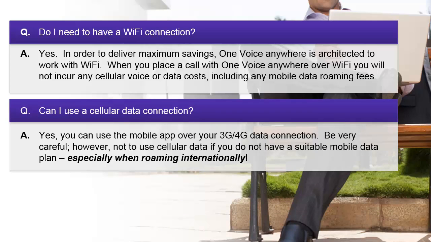Can I use a cellular data connection? Yes, you can use the One Voice Anywhere mobile app over your 3G or 4G data connection. Be very careful, however, not to use the cellular data if you do not have a suitable mobile plan, especially when you travel internationally. Be sure to check with your mobile plan administrator for guidance.